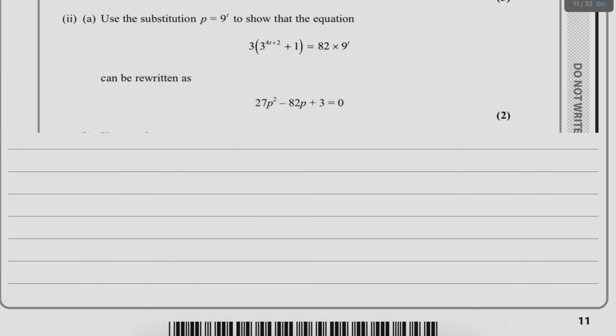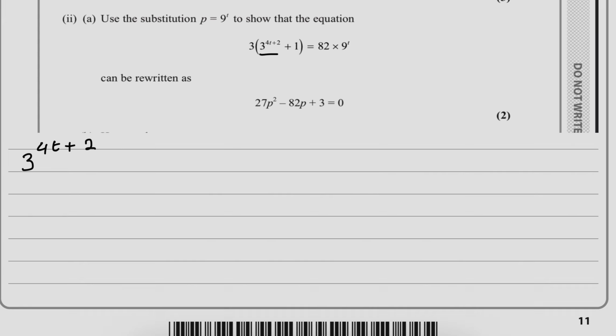For the next part, p is equal to 9 to the power t, and we have to show that the equation can be rewritten as this. So we're given that p is equal to 9 to the power t. In these types of questions, look at what you can simplify first rather than just writing everything at once. This looks the most complicated, so let's simplify that.